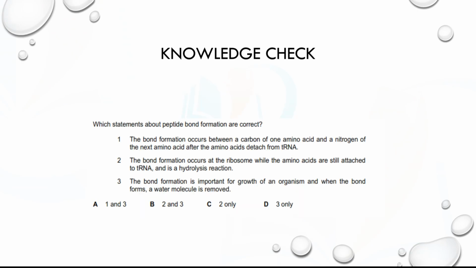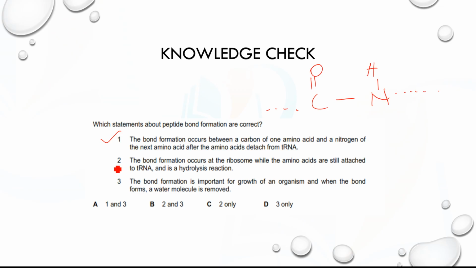All right. Now let's check which statements about peptide bond formation are correct. 1: The bond formation occurs between a carbon of one amino acid and the nitrogen of the next amino acid, after the amino acid detaches from here. Now pause the video and try to solve it. This is correct. You see that it is formed like this.